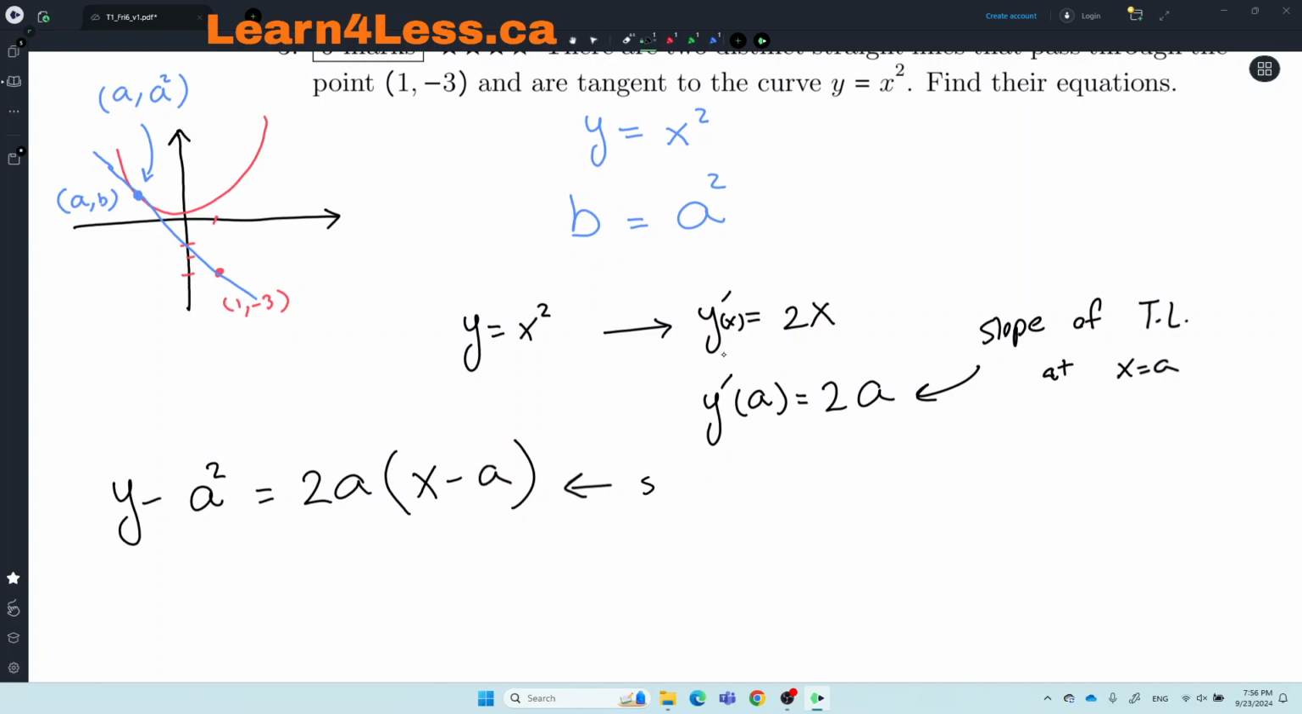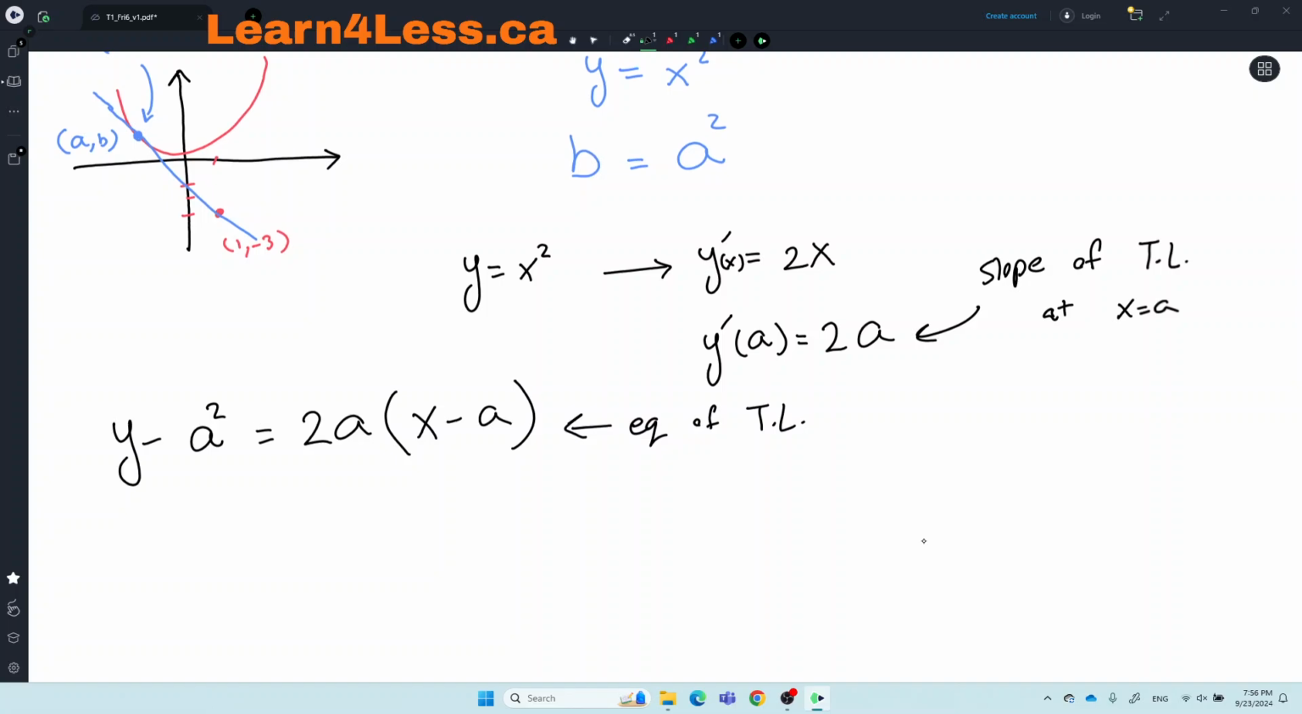What we found is the equation, not the slope, it's the equation of the tangent line. Basically, whatever a value you plug there, this is the equation of the tangent line. But we are not looking for all of the equations of tangent lines. We are looking for the ones that pass through these points. How would it be different? Because the point 1 comma negative 3 is on the line, it basically means it will satisfy the line equation. We are saying this is the line equation.